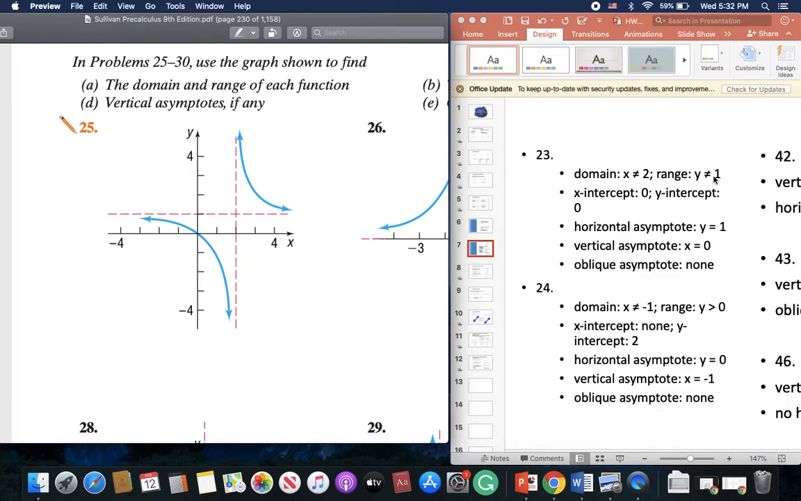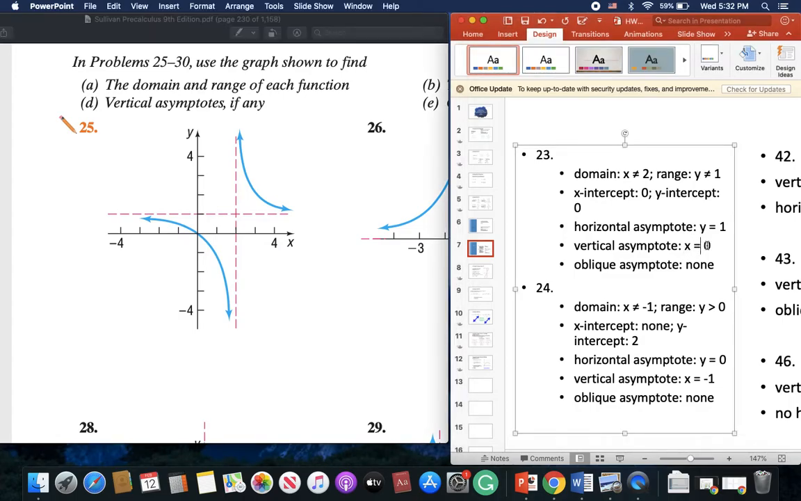Domain is all real numbers other than 2, range is all real numbers other than 1, x-intercept and y-intercept are (0, 0), horizontal asymptote y equals 1, vertical asymptote x equals 0, oblique asymptote none. Problem 23, vertical asymptote x equals 0. Hey, this is wrong actually. This will be vertical asymptote x equals 2. Let me check problem 23. Yes, x equals 2. It is from the book also. I'm just making sure that this is exactly the question. So yes, this will be 2 and oblique asymptote none. You can see there is no oblique asymptote. And from the concept also we know that if there is a horizontal asymptote, then there is no oblique asymptote.